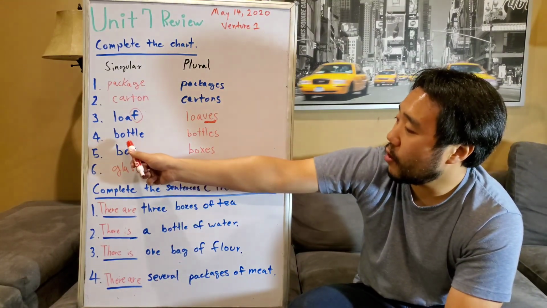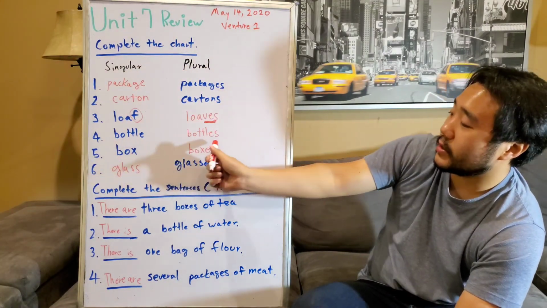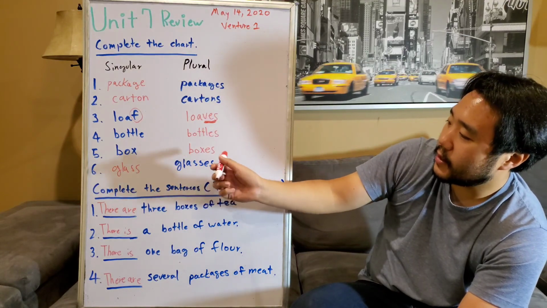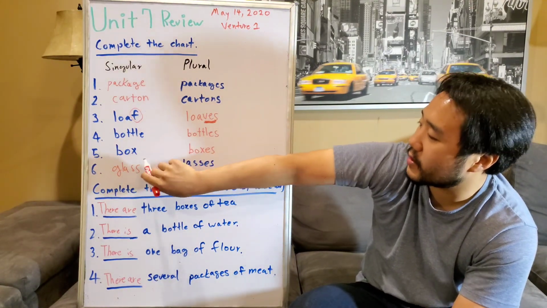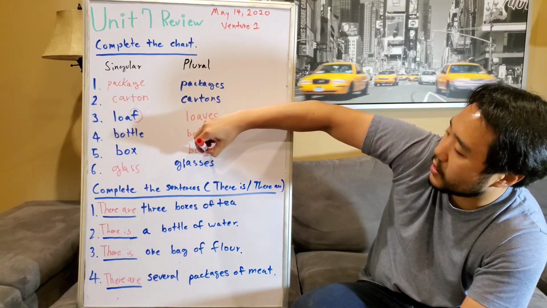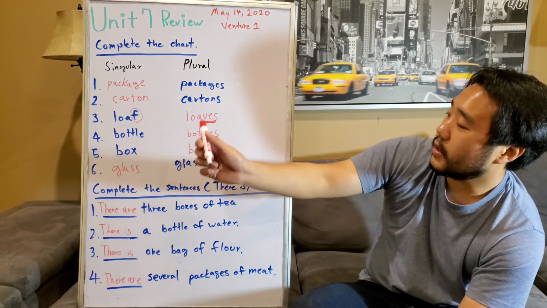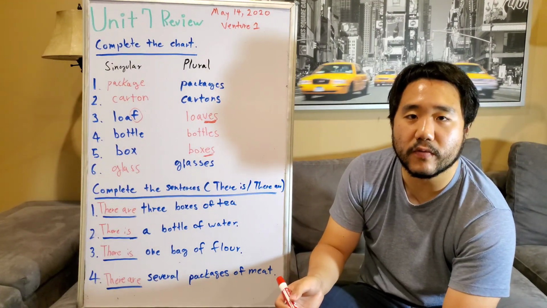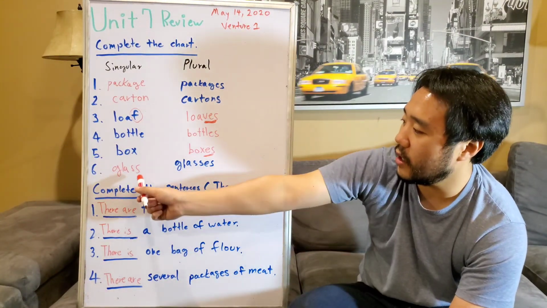And number 4, bottle. If we want to turn it to plural form, it would be bottles. Box would be boxes. So here, if the last letter is X, we just need to add the letters ES next to it. And then glasses. Glasses, it's just glass in the singular form. So we take out the ES. So GLASS.